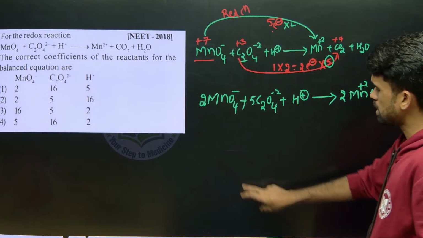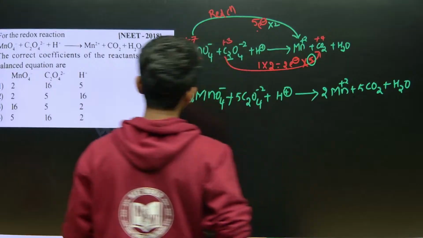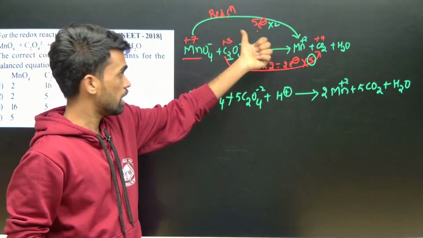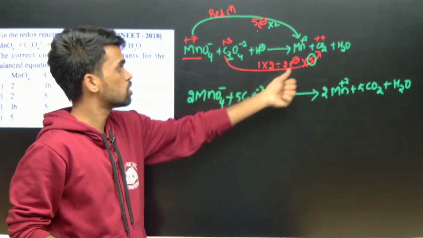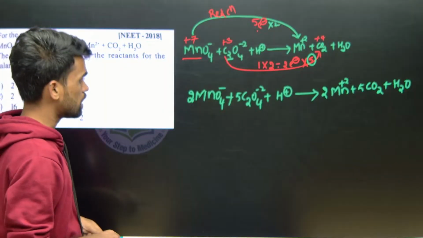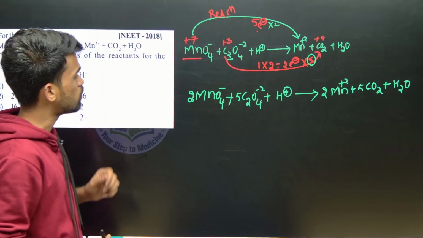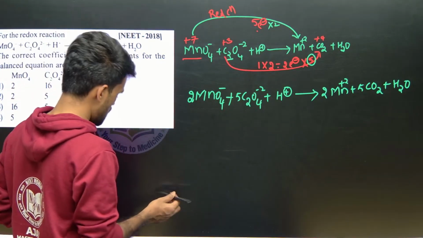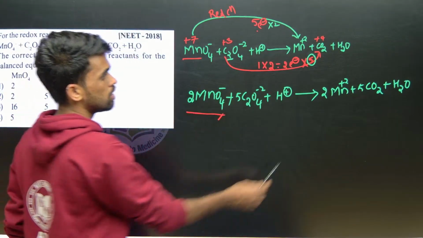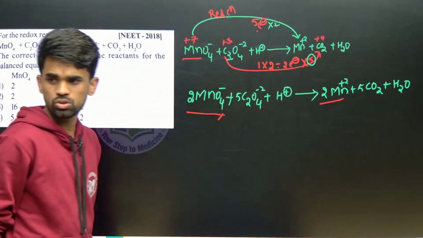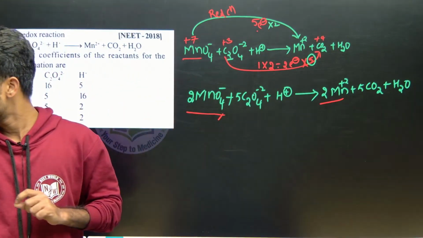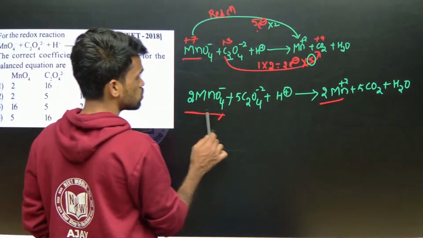Now just check, is everything correct here? How many electrons are there? 10 electrons gained in the reduction process and 10 electrons lost in the oxidation process. So it is perfectly matching. Now electrons are matching. Now what about the number of manganese atoms on the left hand side and right hand side? 2. Left hand side also 2, right hand side also 2. It means both LHS and RHS should have an equal number of atoms. So here it is 2, here also 2.